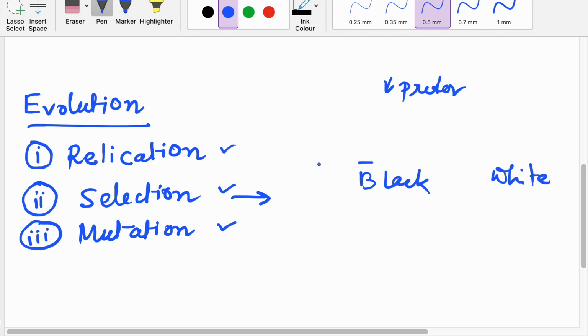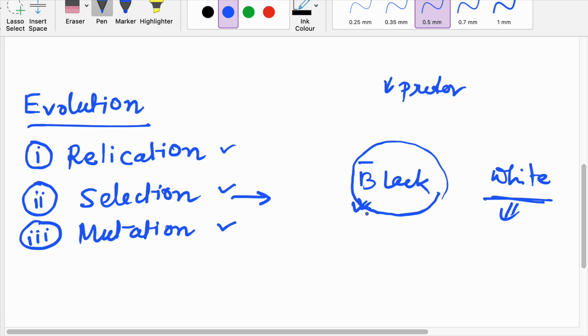Now if the mountain is blackish, then the predator will less often find this black mouse, but it will often find this white mouse, and the predator will eat the white mouse much faster, meaning the death rate of the white mouse will become higher. And in this case, you will see the black mouse will be automatically selected over the white.